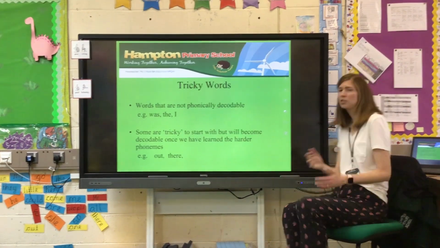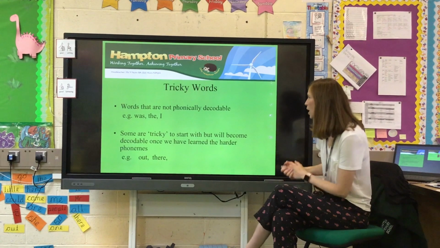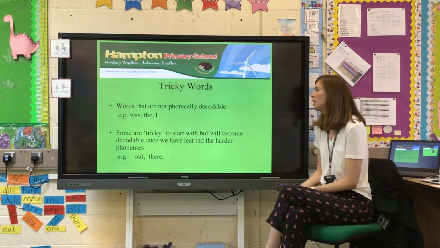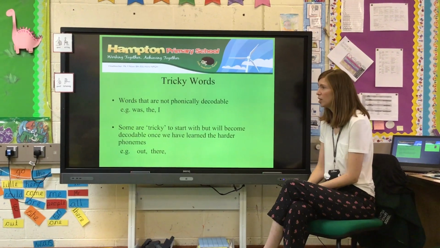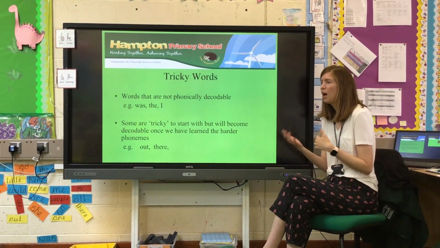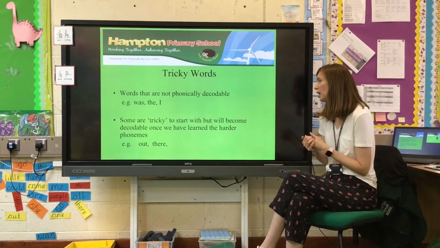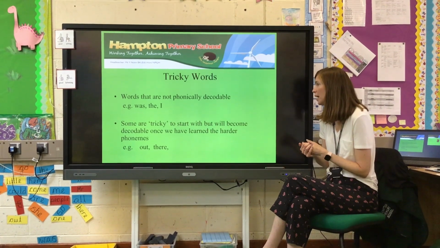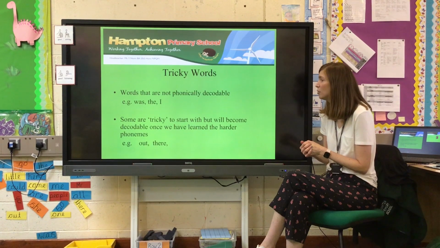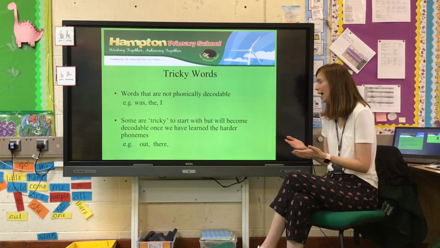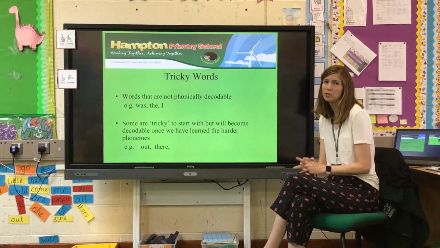When we're at school, we teach the children tricky words right from the get-go. They're words that are not phonically decodable, for example was, the, I. Some words are tricky to start with, but then they become more decodable once we've learnt the harder phonemes, for example out and there. So we start learning those straight away.